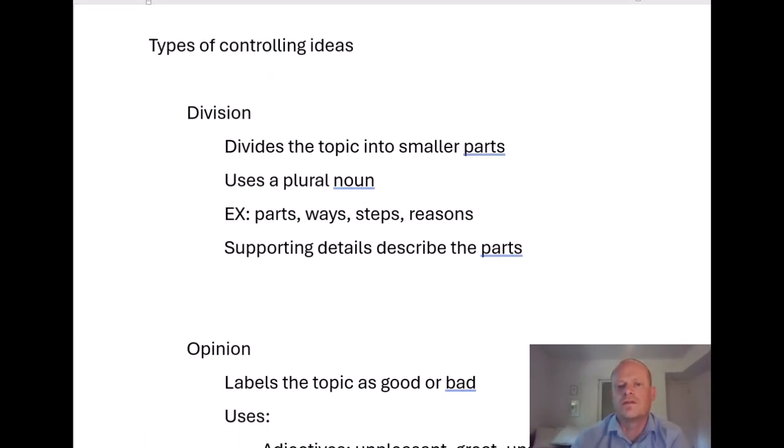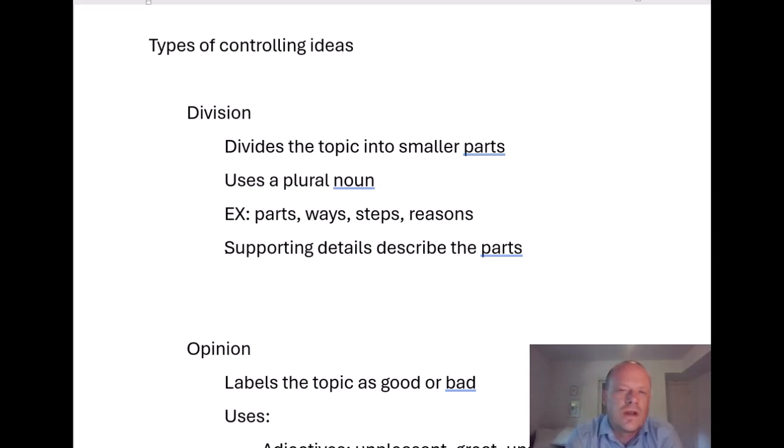Well, basically there are two types of controlling idea. The first type is a division controlling idea. A division controlling idea takes the topic of the sentence and divides it into different parts. The division controlling idea is indicated with a plural noun. We see some examples here, like parts, ways, steps, reasons. And then in this type of paragraph, the supporting details are going to describe the different parts of the topic.